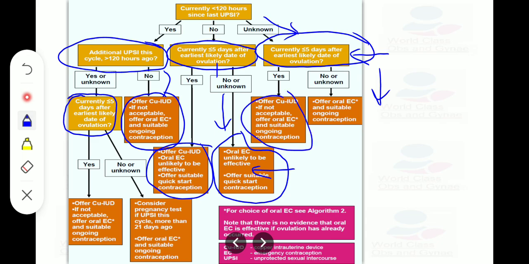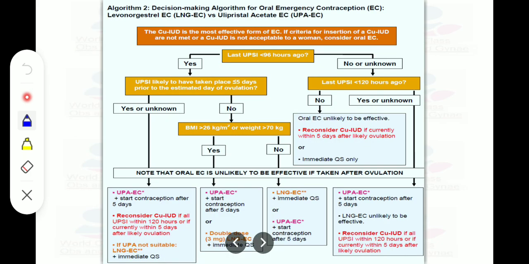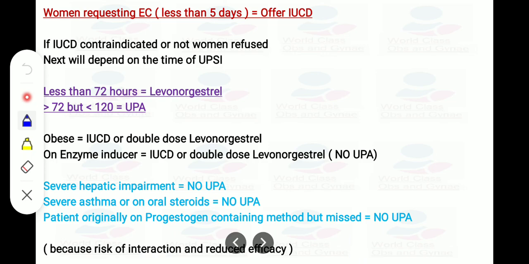If no or unknown, offer oral EC and suitable ongoing contraception. This is also a decision making algorithm, and the things are almost the same, which I have explained to you in the previous chart. BMI is also written, and it's written that we need to give the double dose in case of the raised BMI. Here in this chart also almost the same things are written.